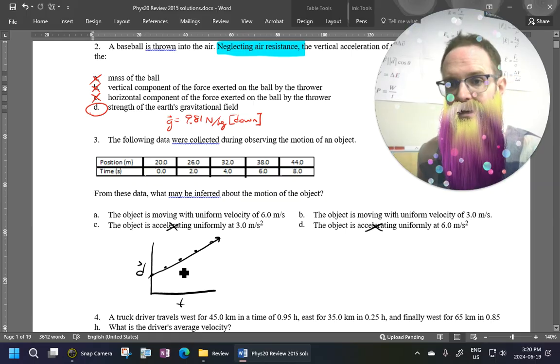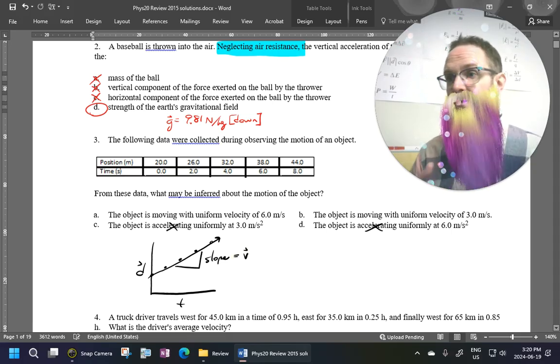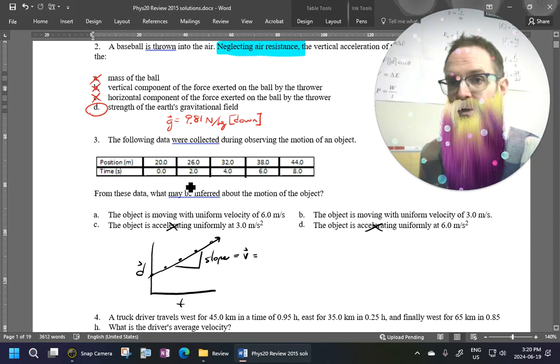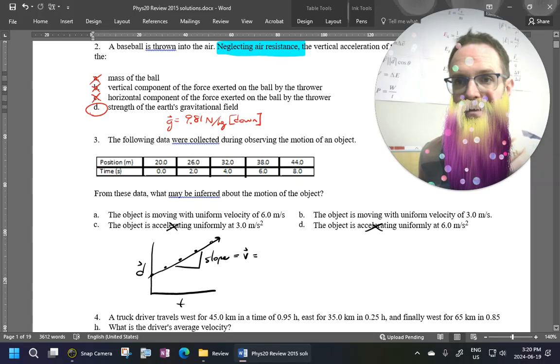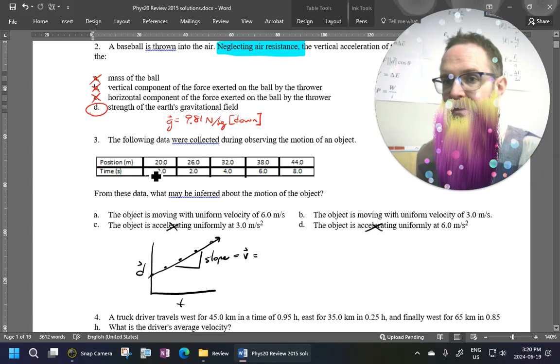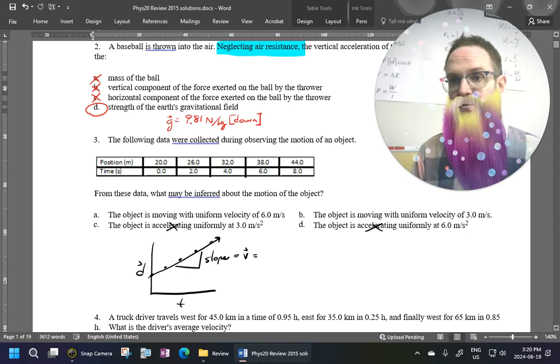So remember that the slope of a distance-time graph is equal to the velocity, which is just equal to the change in distance divided by the change in time, right? It doesn't matter which 2 points you take, as long as it's all constant, then we're moving at a constant velocity. So I could pick from the 20 all the way up to the 44. If I do that math, I should get the same answer either way.